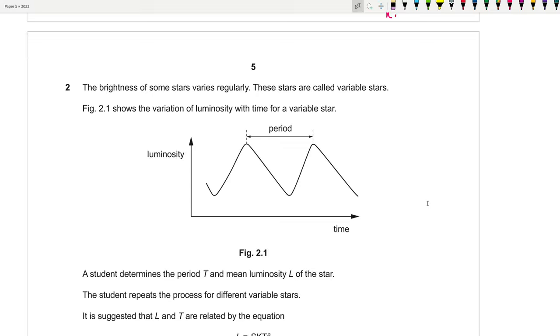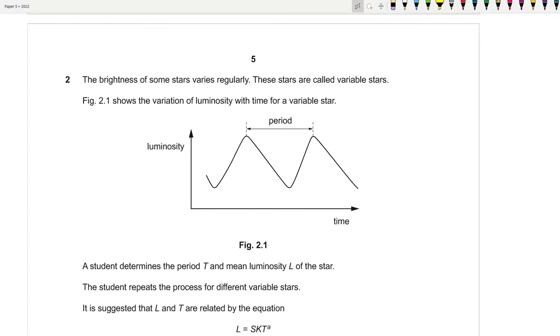Anyway, so the first thing you have to do in question 2 is rearrange the equation. Clearly we need to introduce log. So log L is equal to log SKT to the power A. Log T is on the x-axis, so we're going to break it down: log L is equal to log SK plus log T to the power A. Then we bring A down, and A is actually our gradient, yeah?